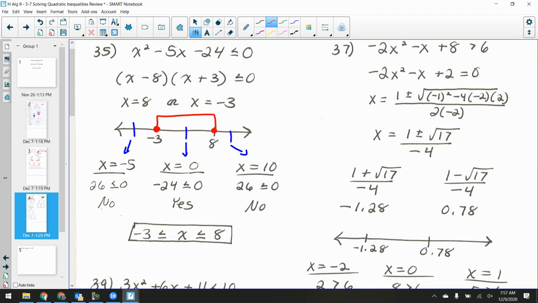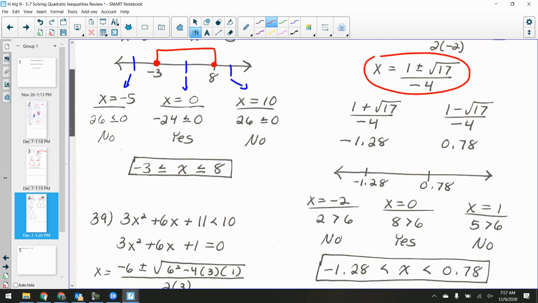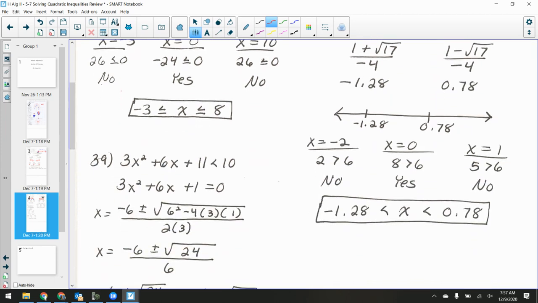37 up there. See, now this one's a little bit more difficult because it's not factorable. Right? It's not factorable. So I got to use quadratic formula. I got to use completing the square somehow. But this is what I end with. Remember, people, if I want to write this as a number line, I've got to figure out where it is. So I've got to get it down to its decimal value. The square root of 17 is like 4.1 something, right? So it's 1 plus, 1 minus those decimal values. And I get negative 1.28 and 0.78. And these are the critical points. These are the tested values that we used here. X equals negative 2, x equals 0, and x equals 1.